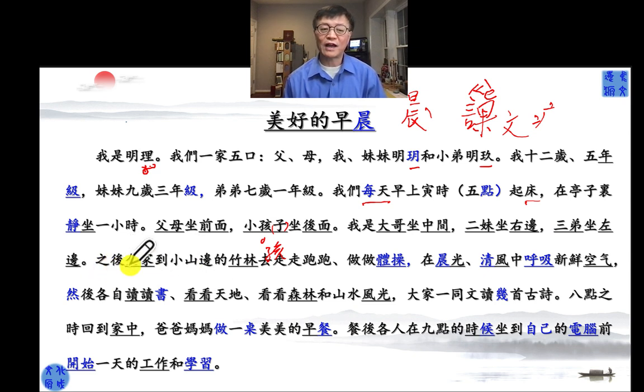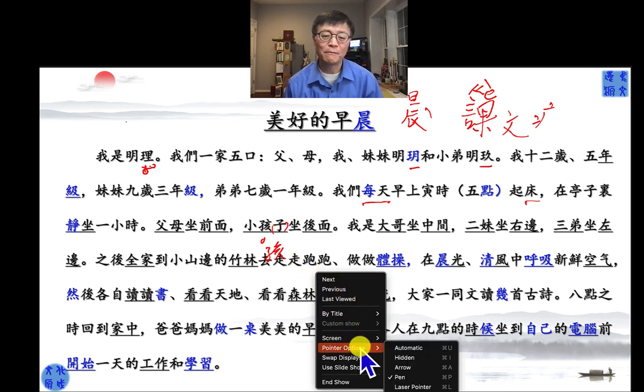之后, after that, 之后, that's a way to say then, T-H-E-N, or later, meaning after 1 hour of sitting. 全家, the whole family, 到小山边的竹林, bamboo. 竹林 means many bamboo. 林 is many trees, right? 走走, 去走走, 跑跑.